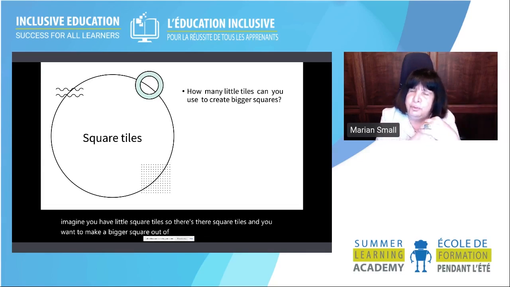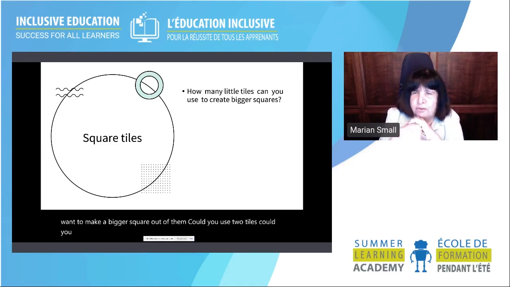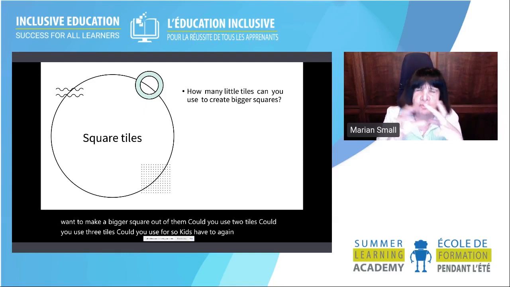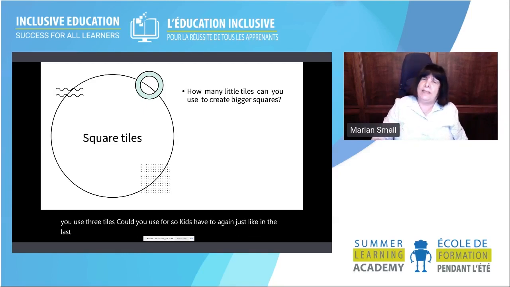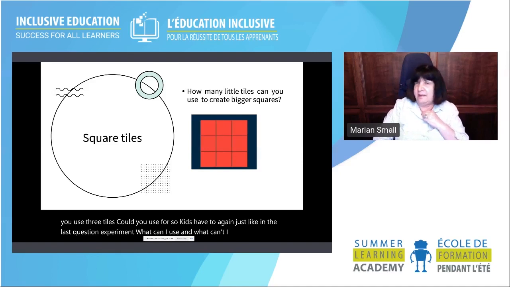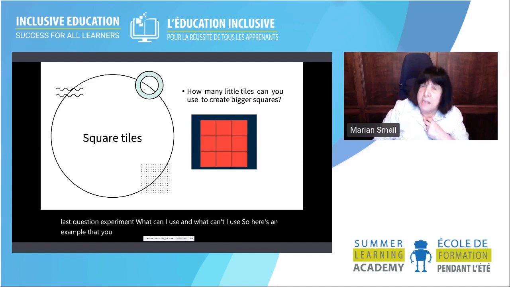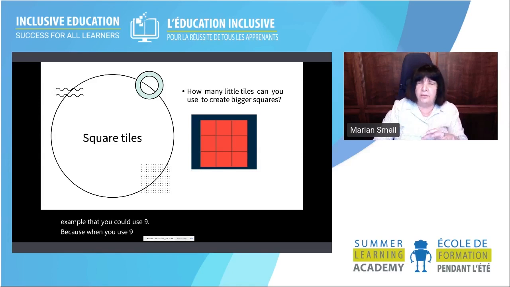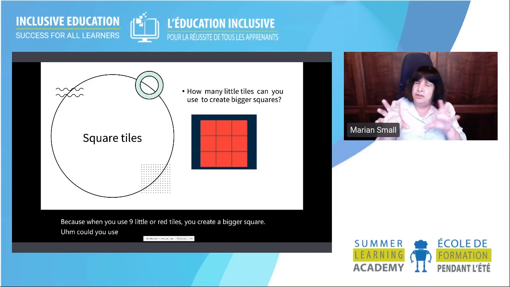Could you use 2 tiles? Could you use 3 tiles? Could you use 4? So kids have to, again, just like in the last question, experiment. What can I use and what can't I use? So here's an example that you could use 9, because when you use 9 littler red tiles, you create a bigger square. Could you use 10? Could you use 11? So do you see that as kids are playing with this, they're going to learn a lot of stuff.